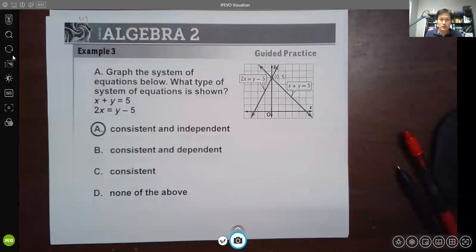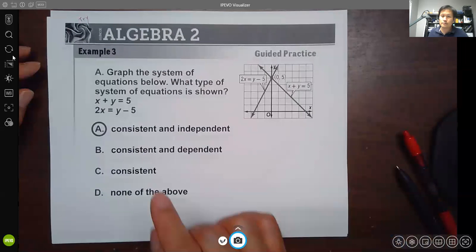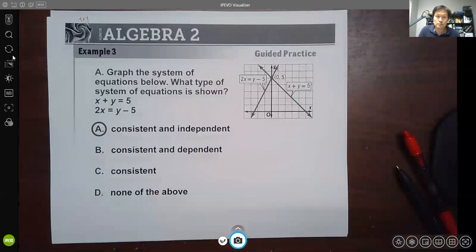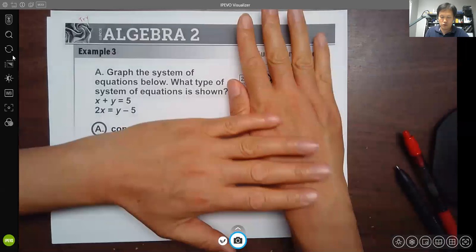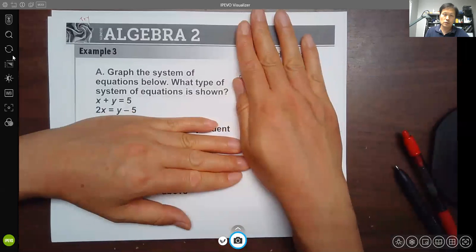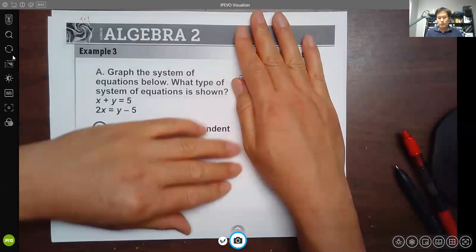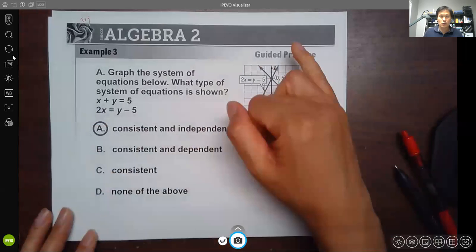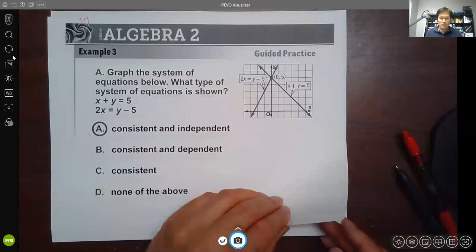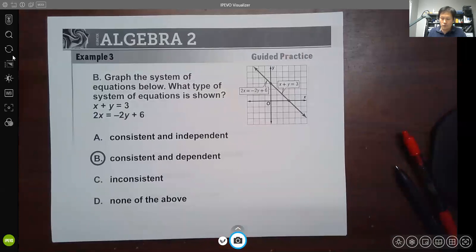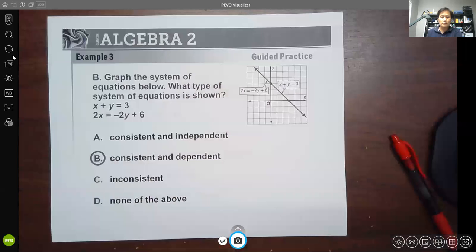Pause the video, please. You try this. Okay, if you were able to graph this, just to let you know, you don't have this available to you, so you have to graph the system. Once you graph it, they intersect at one point, which is consistent independent. Graph the system, and which one is that? Okay, this one. Why don't you pause it and try it?